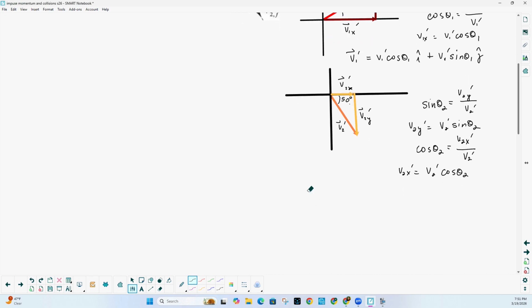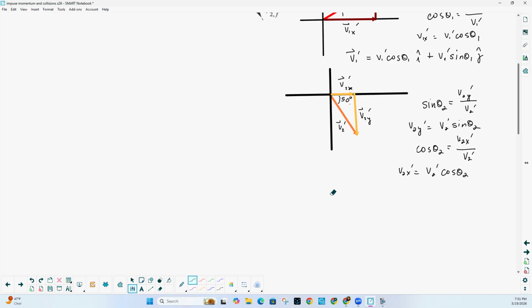I know it's a lot of work, but it's really important that we break our vectors into components because we can't add together angles that are not the same, right? The vectors have to be either parallel or anti-parallel to be able to numerically add them.